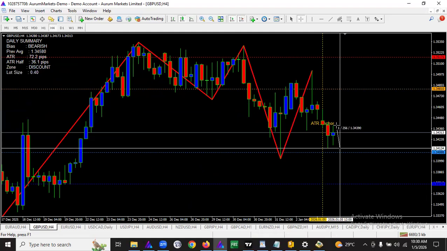This is just 25 pips. It has not done up to 36. Yeah, so one could look for a sell at this area. But before you sell, you wait for a bearish reversal pattern to form.